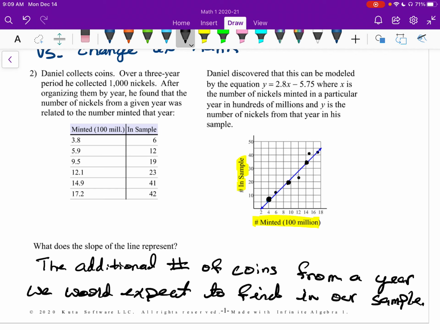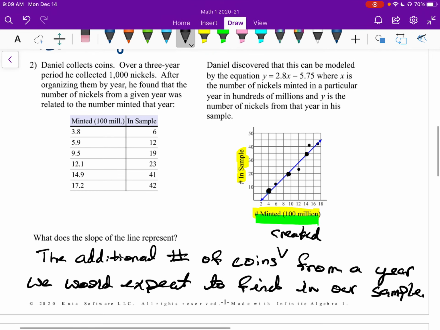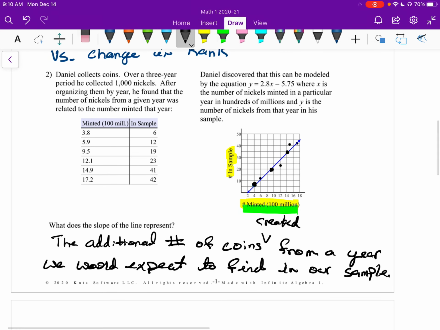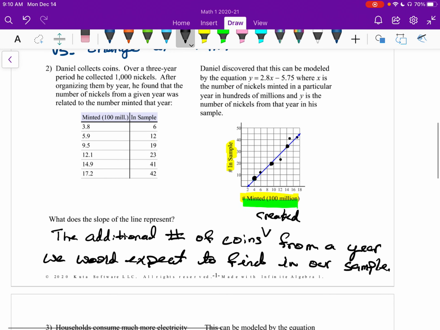right? So this one, it talked about the horizontal axis a little bit more. We talked about the number minted, the additional number of coins created, right? I could say created in there, or minted would be the more correct term, from a year we would expect to find in our sample, right? So again, these are very open, free response questions that you can kind of decide how you want to go about them. Whenever they're multiple choice, I think it makes a little bit more sense. And I think if you go and look at the homework, I think you'll be able to get it more.